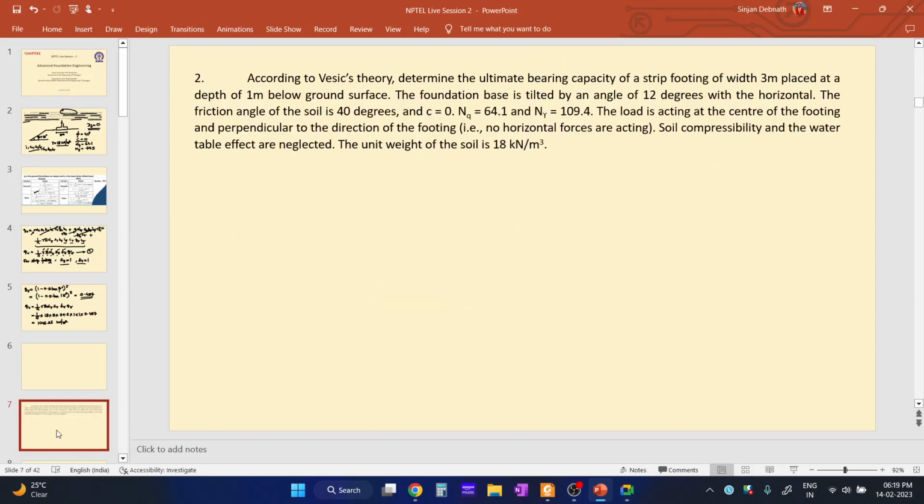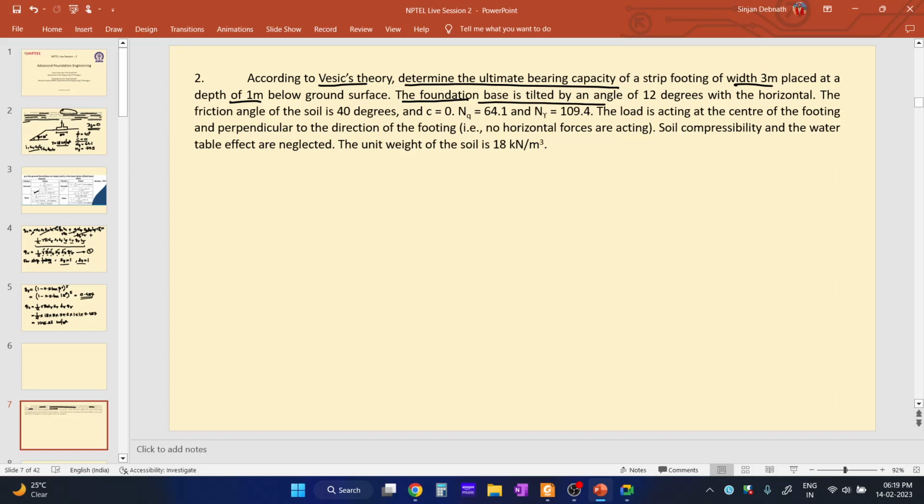Okay, so let's come to the second problem. So in this problem, according to Vesic's theory, so we need to use the Vesic's theory in this case. Determine the ultimate bearing capacity of a strip footing of width 3 meter placed at a depth 1 meter below the ground surface.